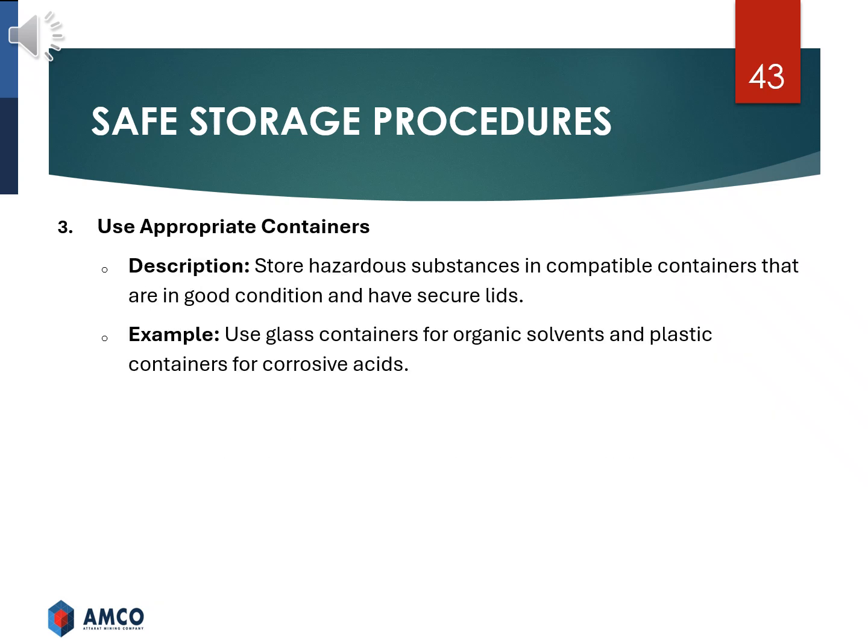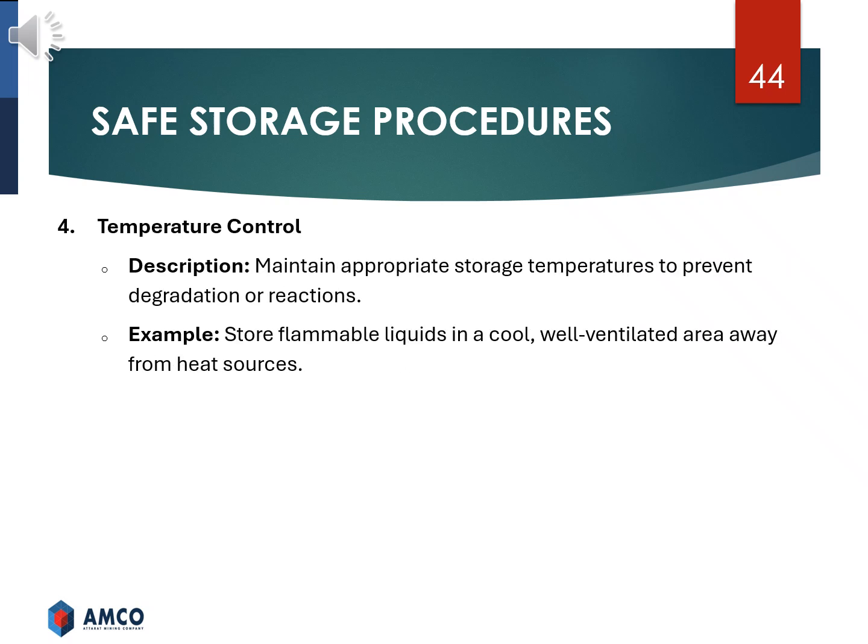3. Use appropriate containers. Description: store hazardous substances in compatible containers that are in good condition and have secure lids. Example: use glass containers for organic solvents and plastic containers for corrosive acids. 4. Temperature control. Description: maintain appropriate storage temperatures to prevent degradation or reactions. Example: store flammable liquids in a cool, well-ventilated area away from heat sources.